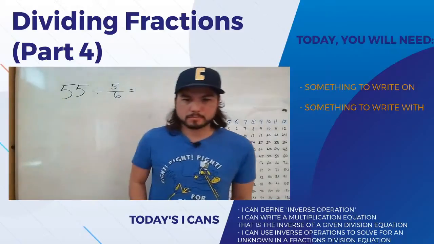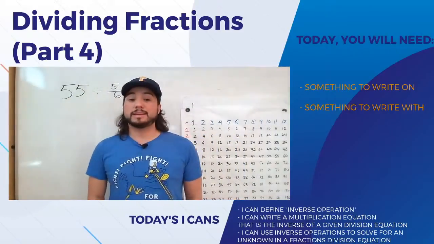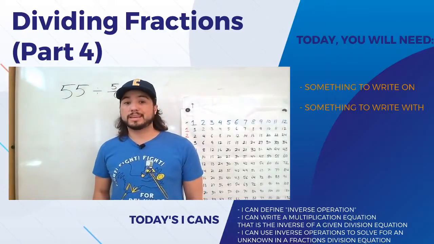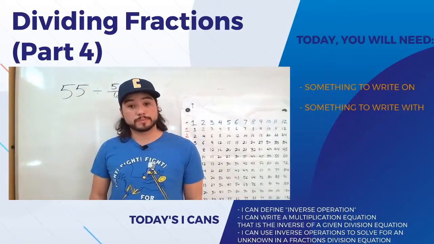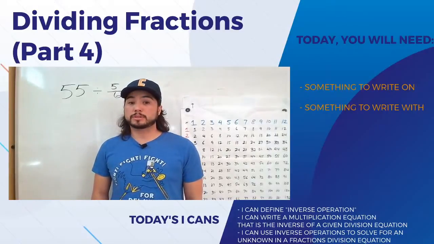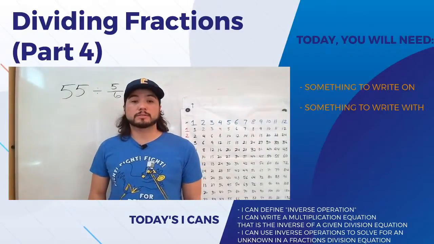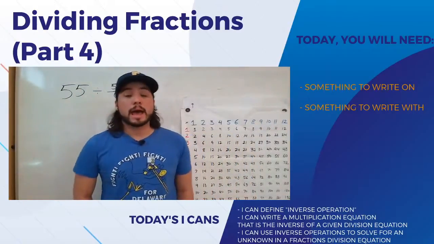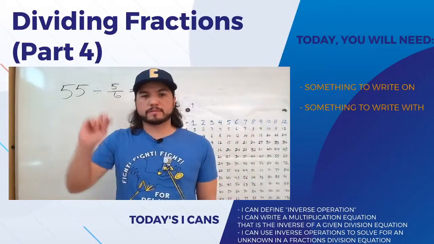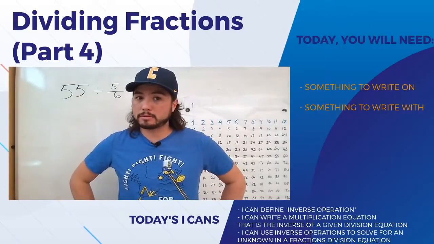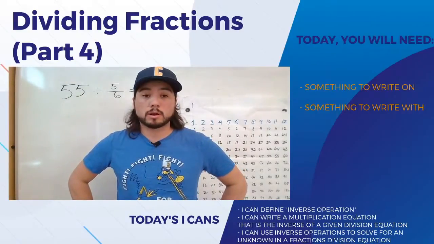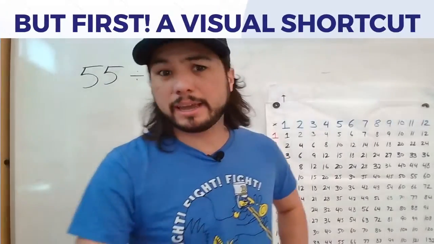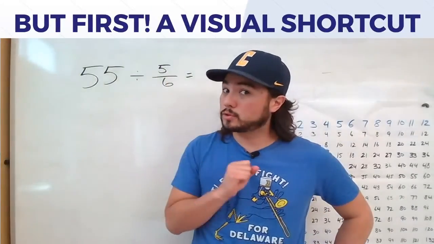Down here, I can define inverse operation. I can write a multiplication equation that is the inverse of a given division equation, and I can use inverse operations to solve for an unknown in a fractions division equation. Yesterday, we talked about how to use the flip the divisor and then multiply shortcut for dividing fractions. We're going to talk about another shortcut today, a visual shortcut.